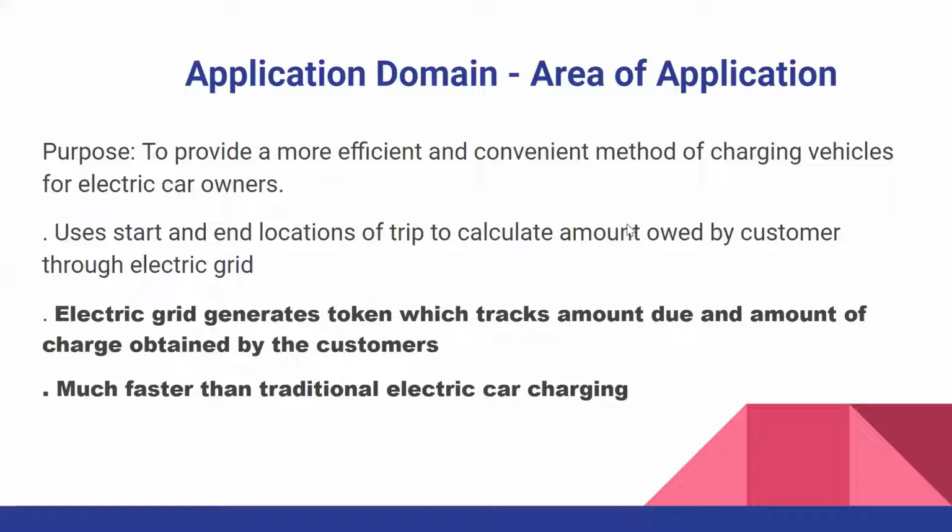First of all, the purpose of our idea is to provide a more efficient and convenient method of charging vehicles for electric car owners. Now I will list a few conveniences of our design. It uses start and end locations of a trip to calculate the amount owed by the customer through the electric grid. The electric grid generates a token which tracks the amount due and the amount of charge obtained by the customer. And also, it's much faster than traditional electric car charging.